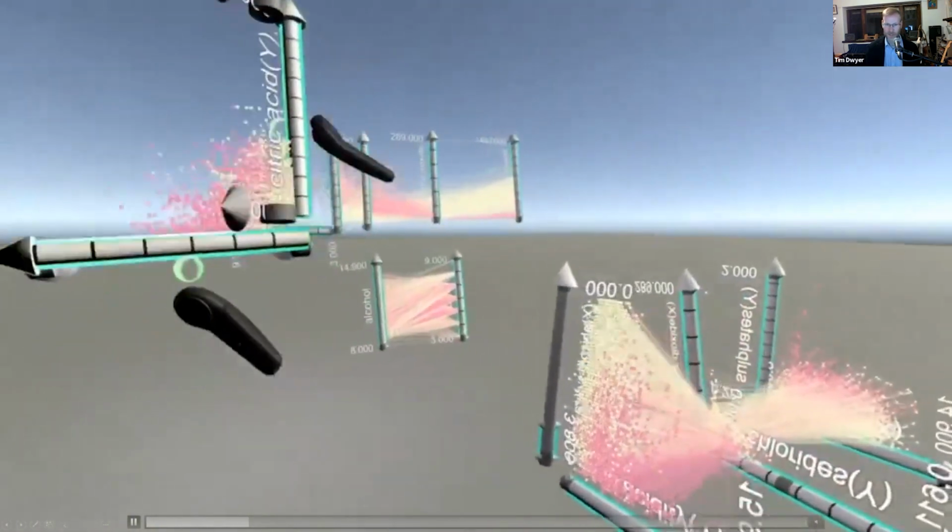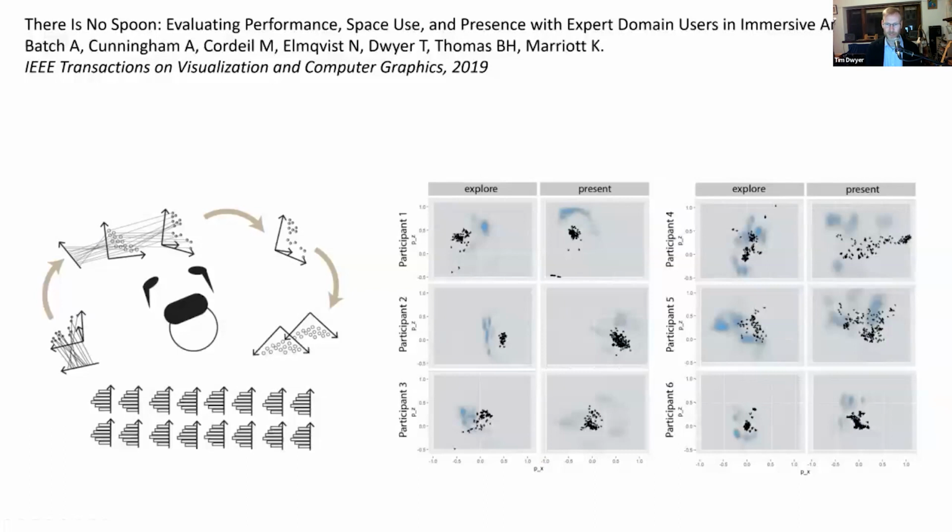And I'm going to skip ahead because we did a lot of stuff with this concept, including a kind of longitudinal study with economists, looking at how they would use this IMAXes system to analyze their own data. And this is one of the places where we saw this pattern of people tending to arrange visualizations in a circle around them.